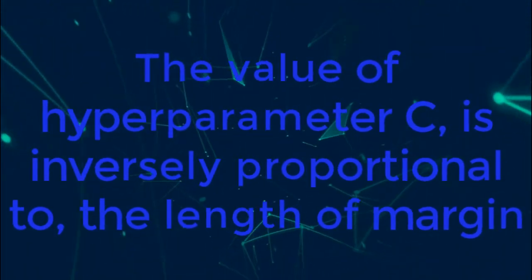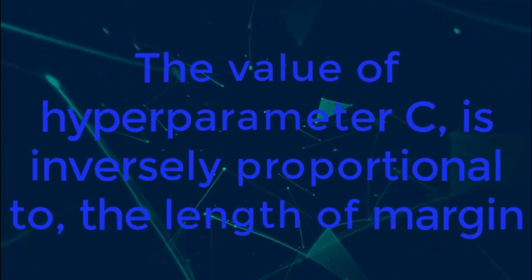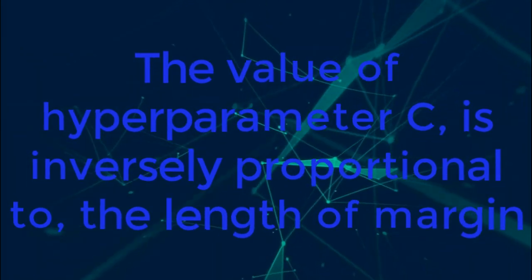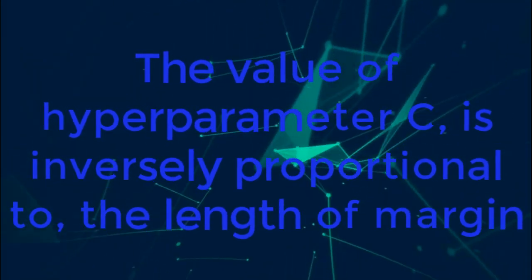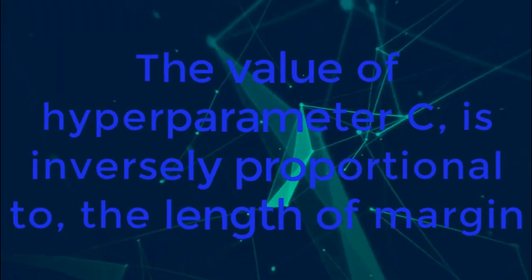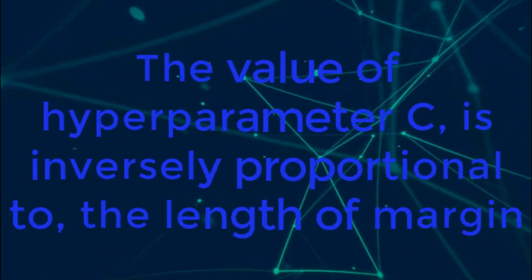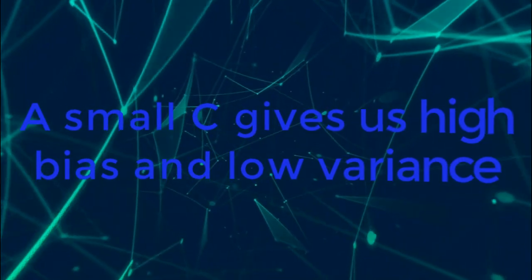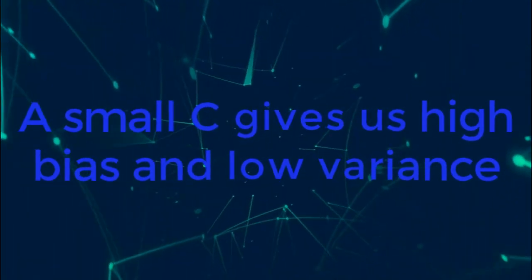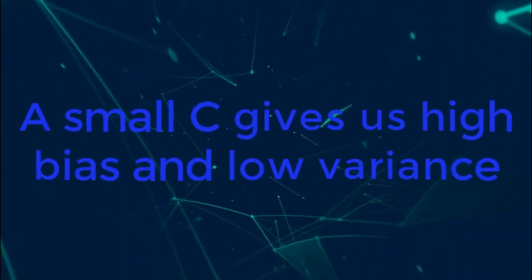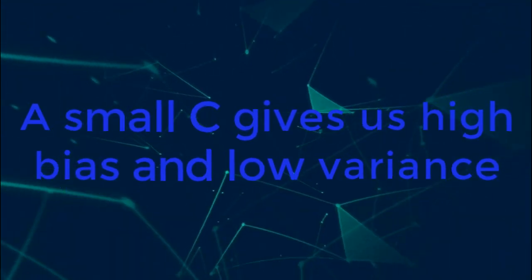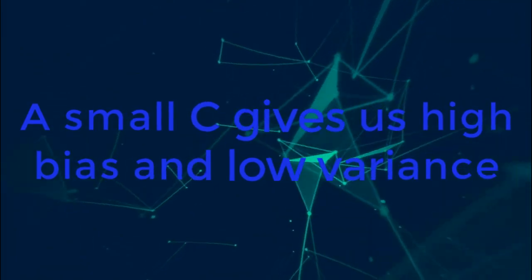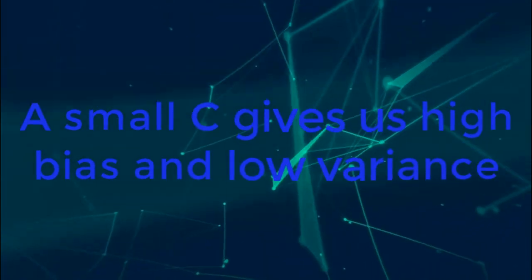The value of hyperparameter C is inversely proportional to the length of margin between decision boundary of the support vector machine. A lower value of C will encourage a larger margin. A large value of C gives us low bias and high variance as well. A small C gives us high bias and low variance. The default value of C is 1. We can find the best value of C hyperparameter using grid search.